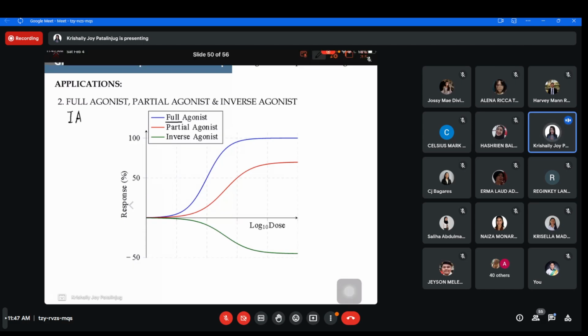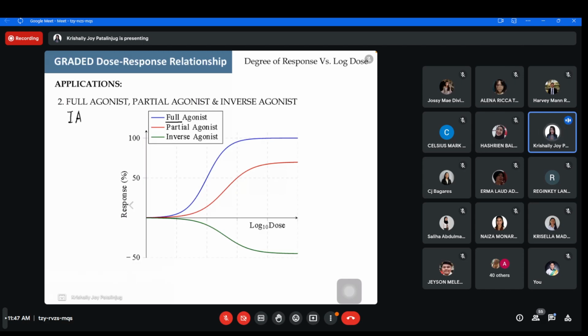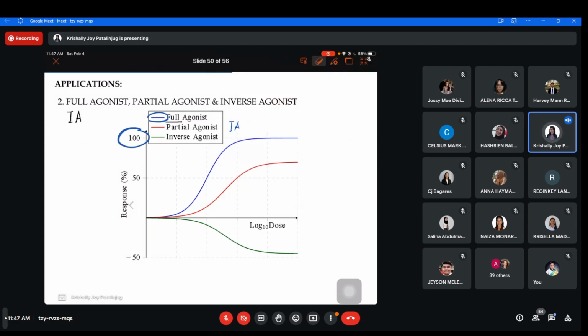Kaya, kung titingnan niyo sa graph, yung kulay blue, it attains the maximal effect. That's the full agonist. Ano sabi natin sa partial agonist? Intrinsic activity niya is greater than 0 but less than 1. Okay? So yan yung intrinsic activity naman ng partial agonist.